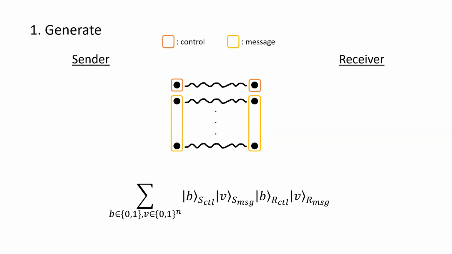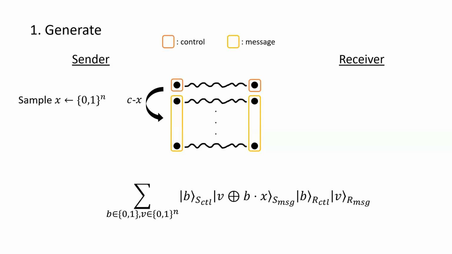The basic idea is quite simple. The sender will sample a random n-bit string x, and she'll apply a controlled XOR with x operation from her control register to her message register.